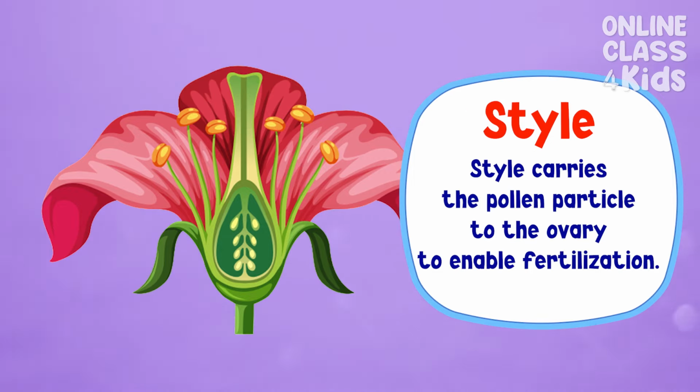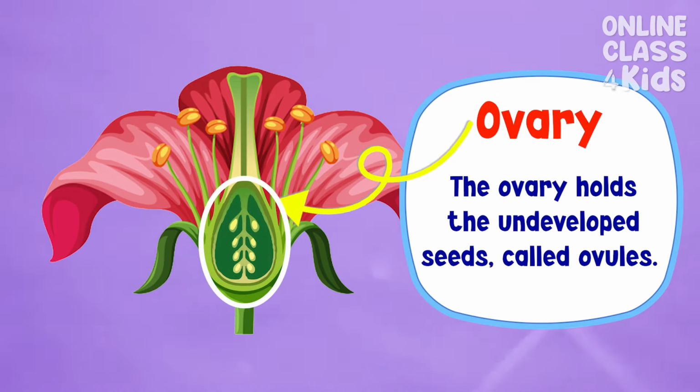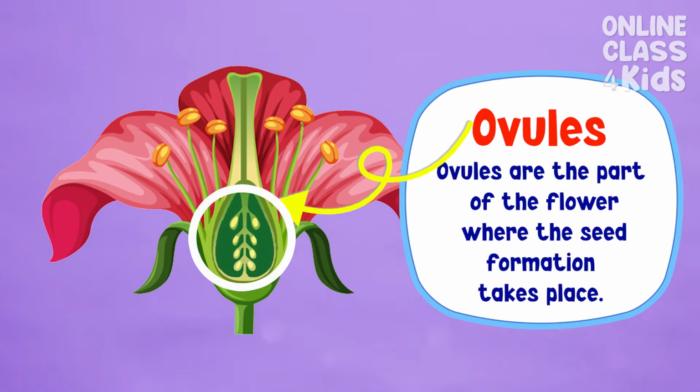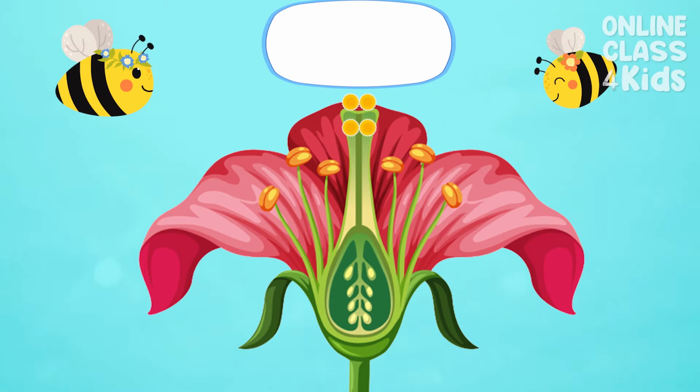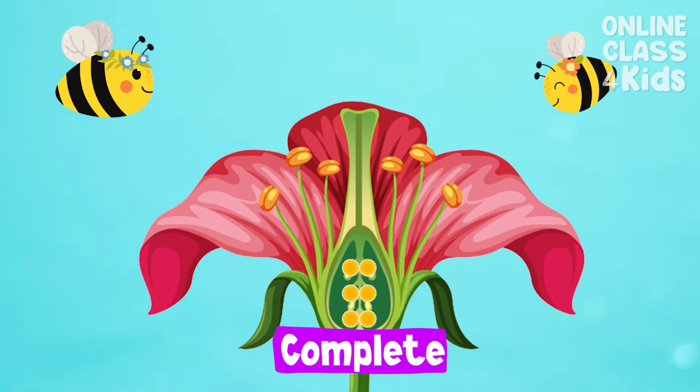Next is style. Style carries the pollen particle to the ovary to enable fertilization. The ovary holds the undeveloped seeds called ovules. Ovules are the part of the flower where the seed formation takes place. At this place, pollination is complete.